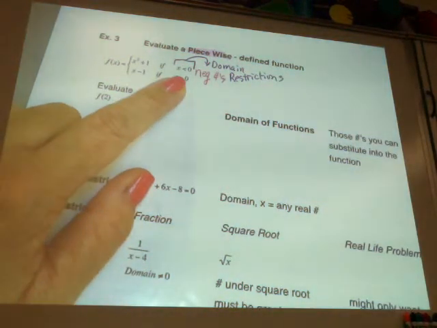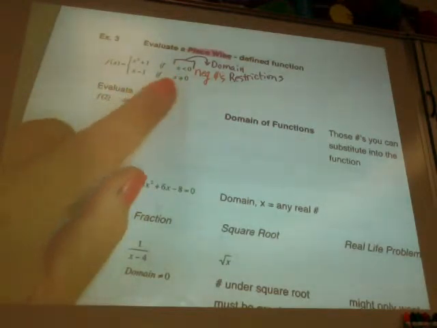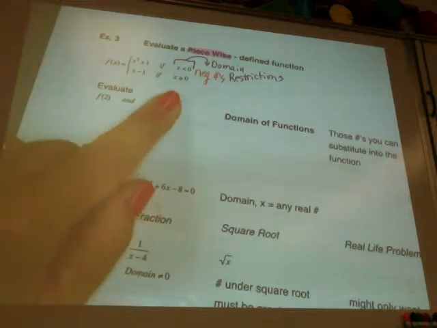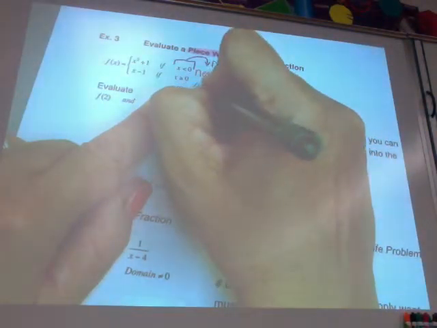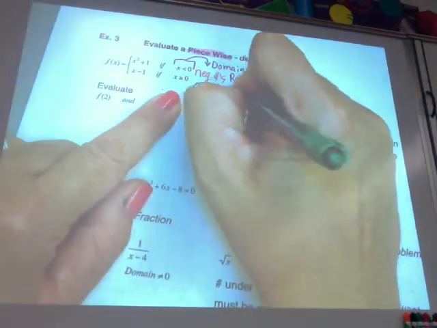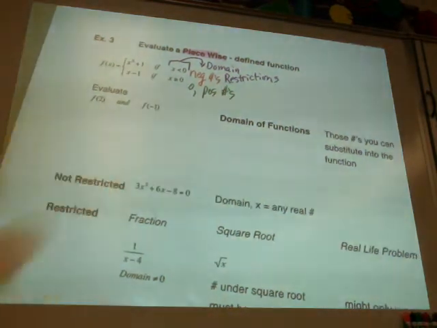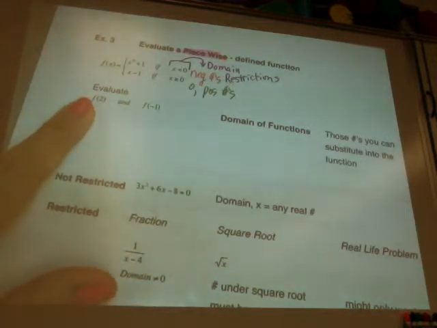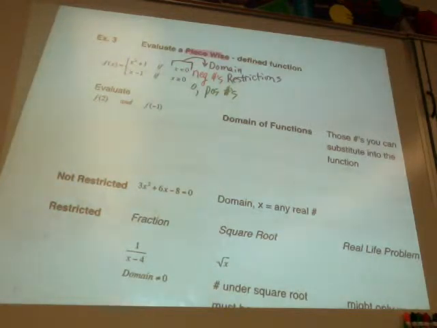Does that include 0? What if x is 0? Would I be able to plug it into here? X equals 0 is not less than 0. But this one says x is greater than or equal to 0. So what kind of numbers are those? 0 and then positive numbers, right? So then you're going to evaluate the function when x is 2 and the function when x is negative 1. So you have two different problems that you're doing.